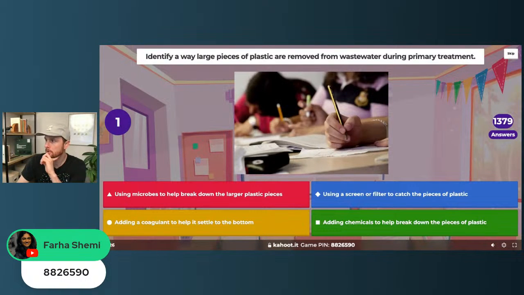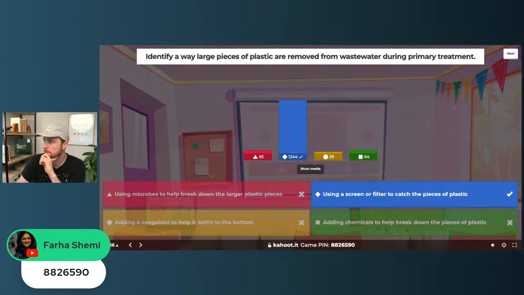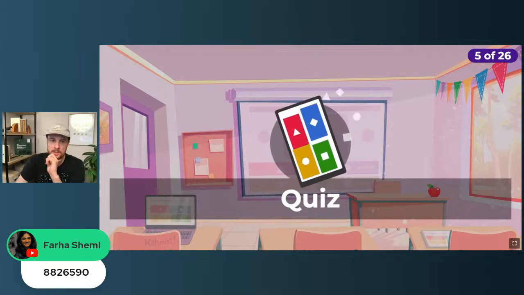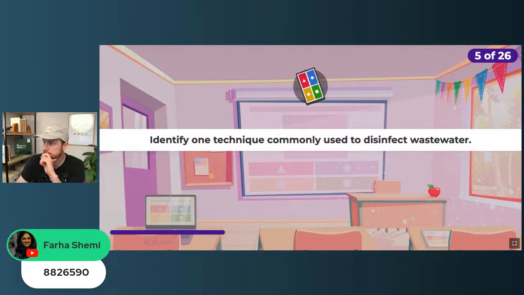All right, so how are we going to get large pieces of plastic out during primary treatment? Screen or filter, sometimes called a grate. Yeah, these ones are pretty easy. I should have picked a harder Kahoot.